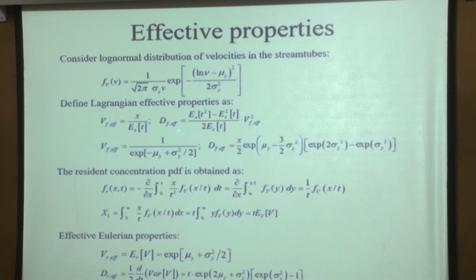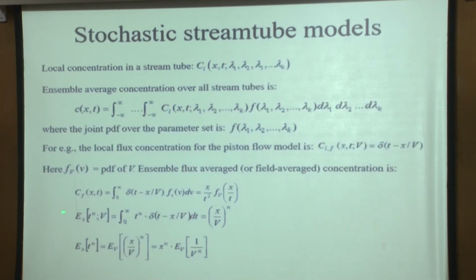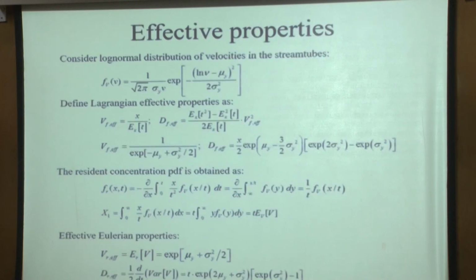And therefore, if velocity is the only random variable, then we can get fairly straightforward expressions for this. If the resident concentration PDF is obtained, so if I had a log normal distribution, I can use this transformation, get the distribution over here, and from that resident distribution I can go ahead and calculate the moments. Effective Eulerian properties are given like this. So V_R in this case is the expected value of the velocity. The effective dispersion coefficient is half of the variance of V, how fast that changes with time.